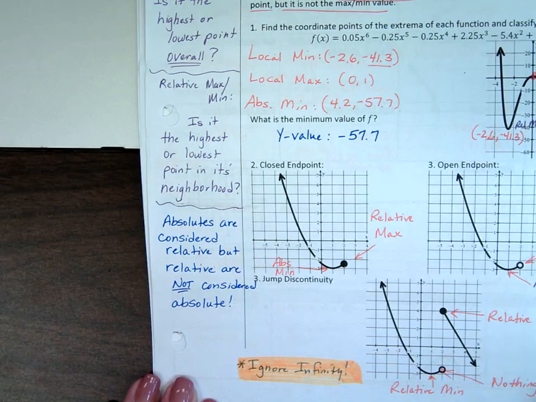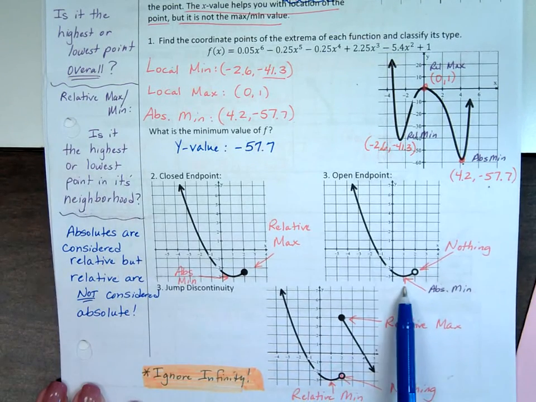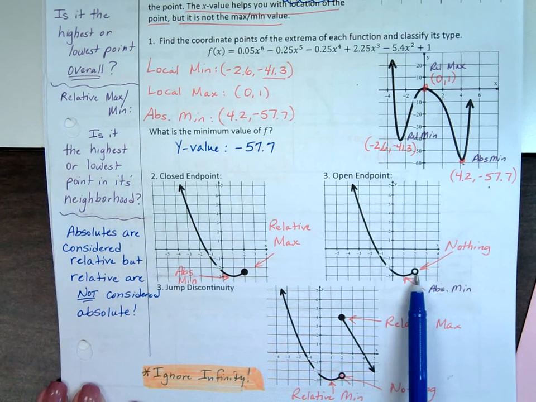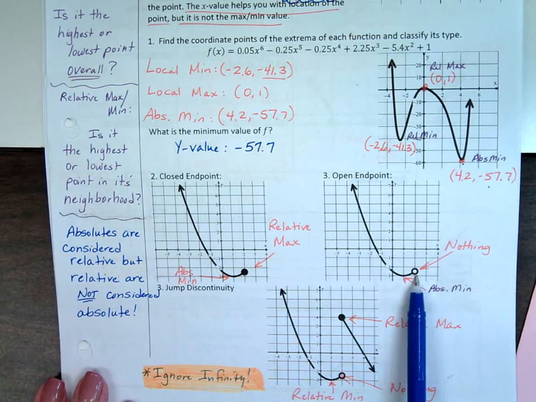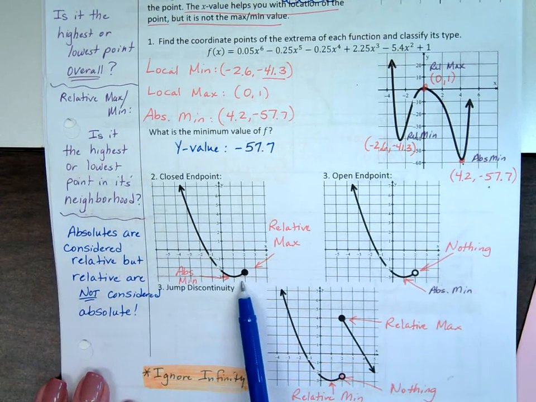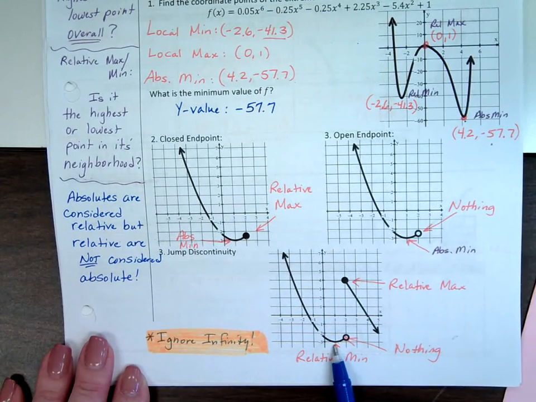Then he showed you this picture. And he said, same idea, this is still the absolute minimum. Nobody goes lower than him. But I have an open circle here. And if it's an open circle, then I can't make any determination as to whether it's a high point or a low point, because I don't even know what the point is. So there are no relative maximums in this, where when it was a closed circle, that was considered a maximum in its hood.